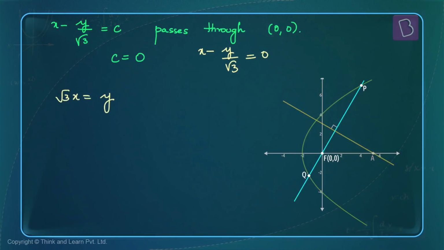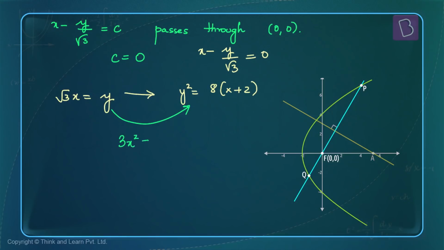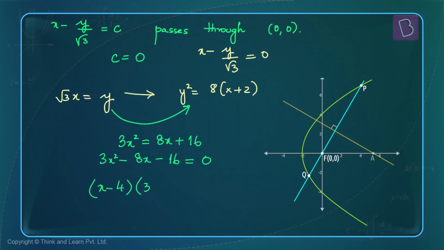Again, the next piece of information. This straight line intersects the parabola at two different points. Let's try and find out the coordinates of those 2 points. So I have root 3x equal to y. So I'm going to substitute the value of y equal to root 3x in the equation of the parabola, and I get 3x square equal to 8x plus 16. Or I get 3x square minus 8x minus 16 equal to 0. If you factorize this, you will end up with x minus 4 into 3x plus 4 equal to 0, or x equal to 4 and x equal to negative 4 over 3. We've got 2 points because the straight line intersects the parabola at 2 different points.